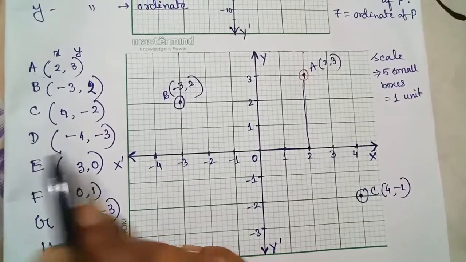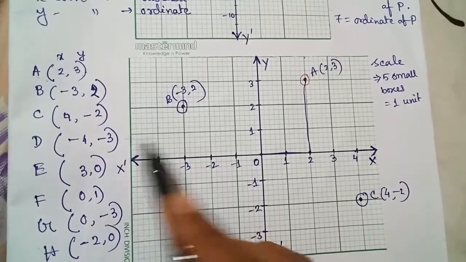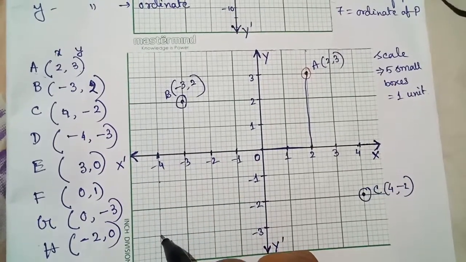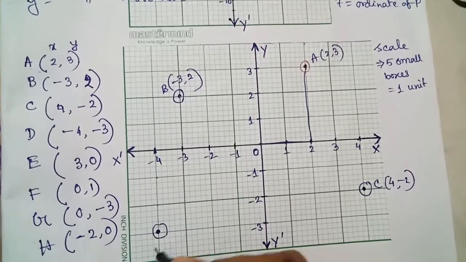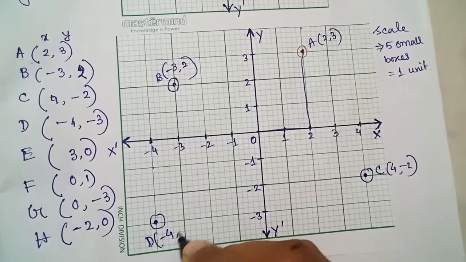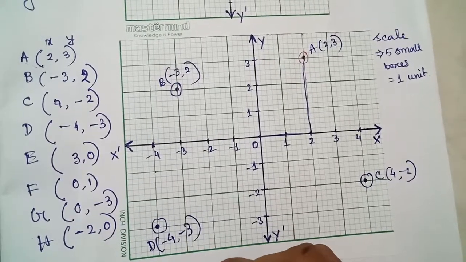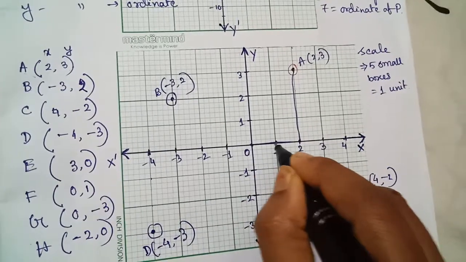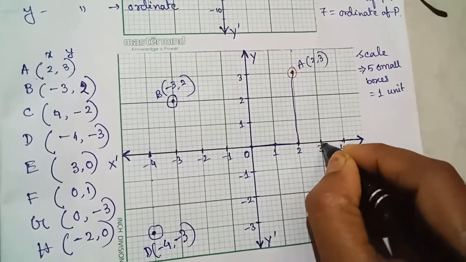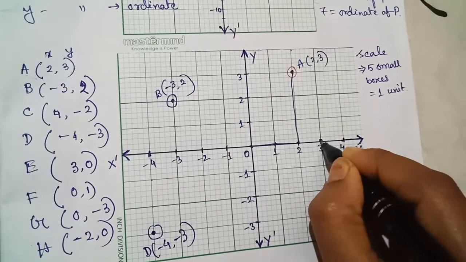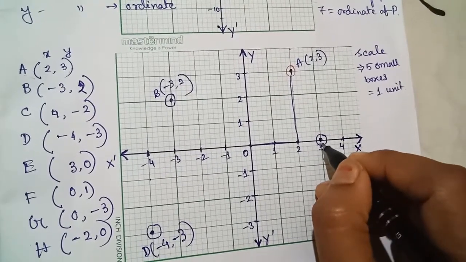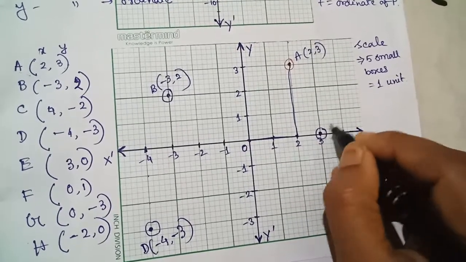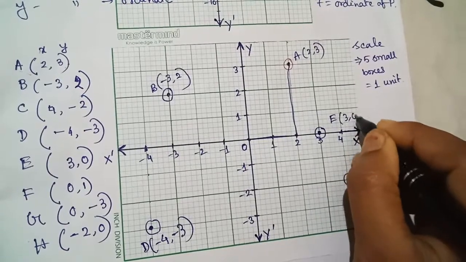Then D means minus 4 comma minus 3. So this side minus 4, then minus 3. 1, 2, minus 3 here. Minus 3 means downward. So this is D, minus 4 comma minus 3. Okay. Now coming to E. Starting with 3. Origin always. 1, 2, 3. Now the y coordinate is 0. That means we are stopping here. There is nothing to go for. It's not upward, not downward. It is 0. That means we are stopping here. So this is E 3 comma 0.